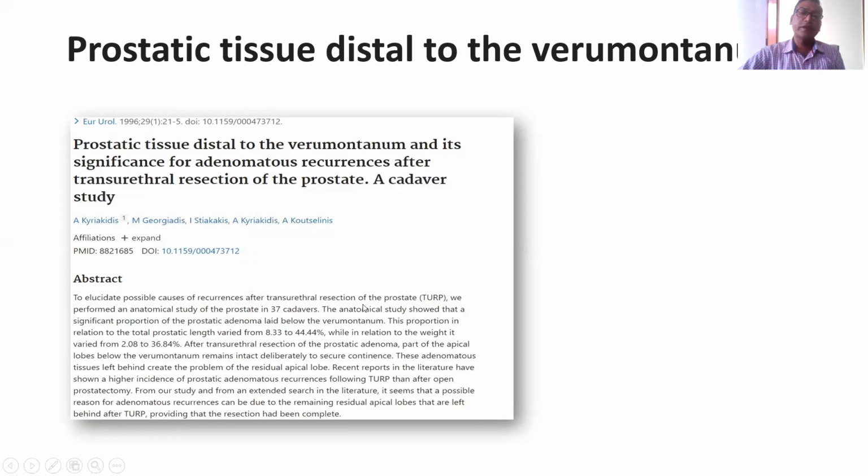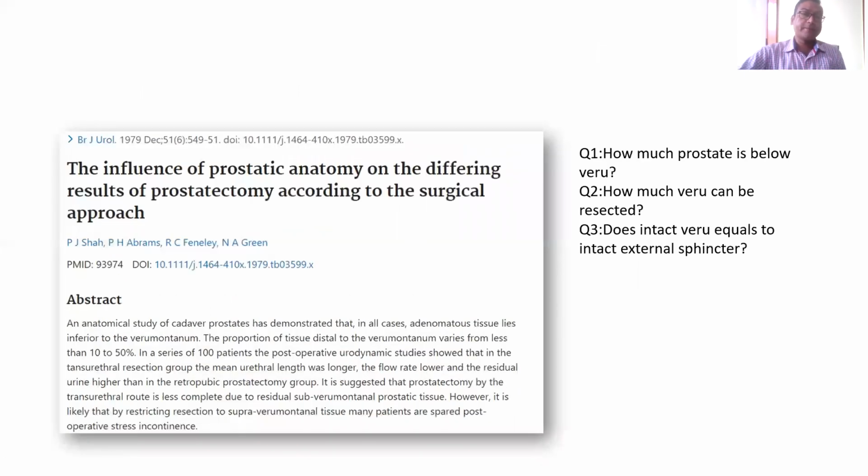Verumontanum is taken as the landmark. The length of the prostate that varies can be from 8 to 44%, and the weight of the prostate that remains below and behind the verumontanum can vary from 2 to just slightly below 40%. So how much prostate is below the veru? Sometimes a significant amount of prostate can be left behind. How much veru can be resected?